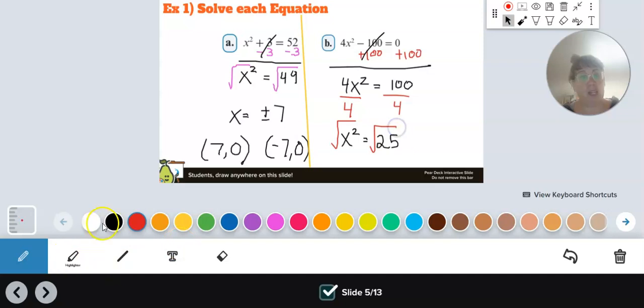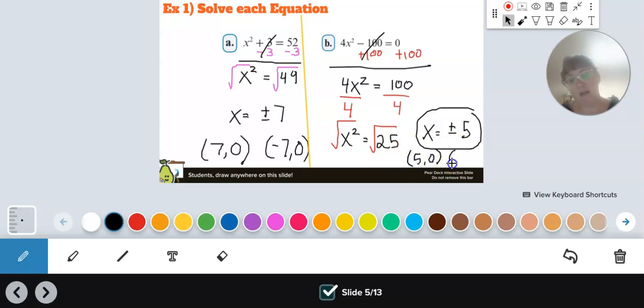Square root of both sides, and we get x equals plus or minus 5. So again, remember what that means? We're solving for x-intercepts. So this is (5, 0) and (-5, 0). Get everything you need. Pause the video if you need to. And when you're ready, push ahead to slide 6.